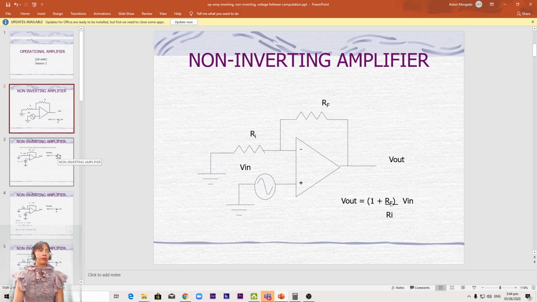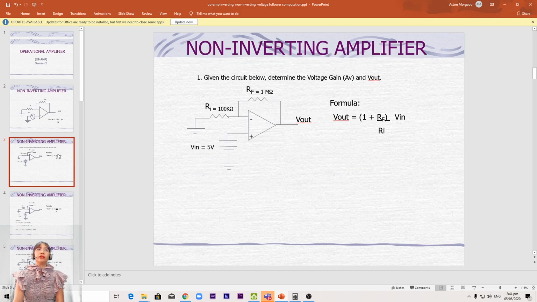Okay, so let's have an example. Given the circuit below, determine the voltage gain and Vout. We have RF of 1 mega ohm, Ri of 100K, and a Vin voltage of 5 volts DC. An operational amplifier can have an input of either DC or AC. Since this is a non-inverting, Vout is 1 plus RF over Ri times Vin. The 1 plus RF over Ri is actually the voltage gain. When we say voltage gain, that is the ratio between output and input.